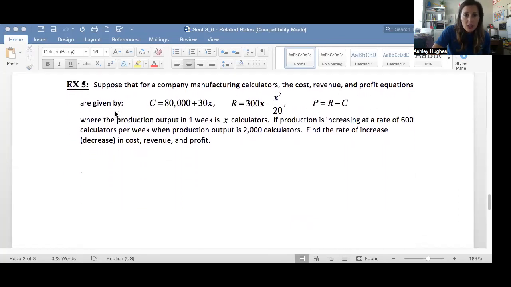Suppose that here's our cost, our revenue. Production is increasing at a rate of 600. Okay, hold on.